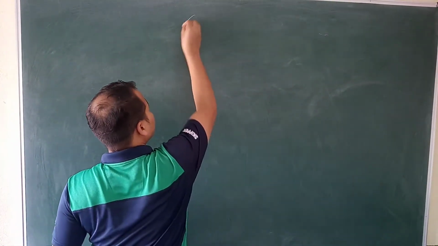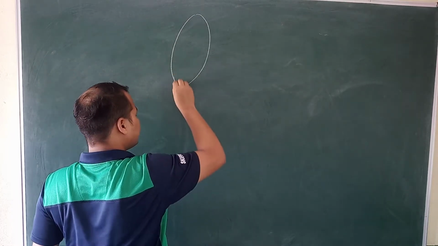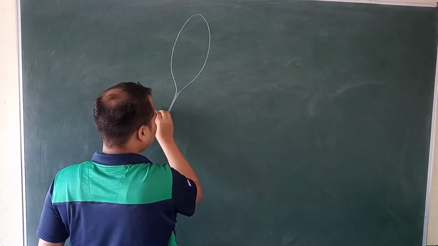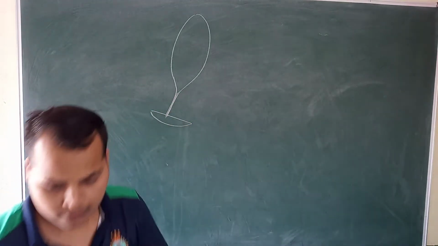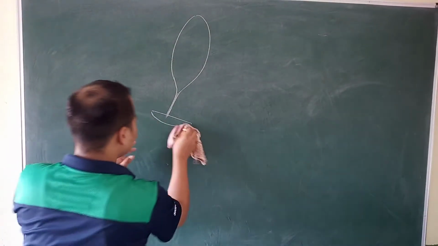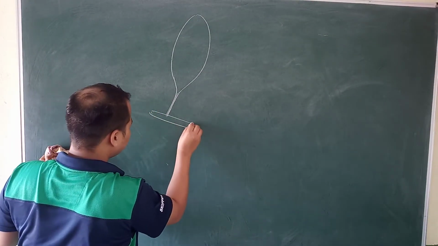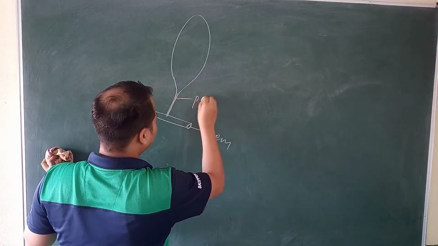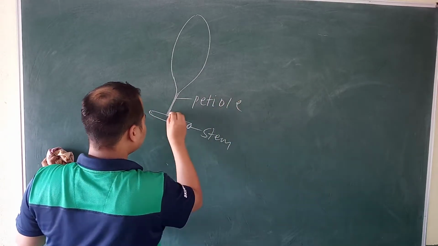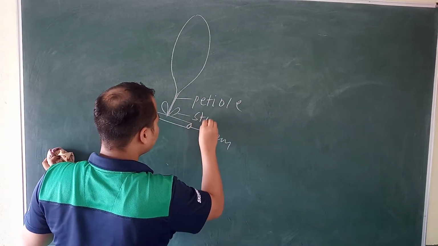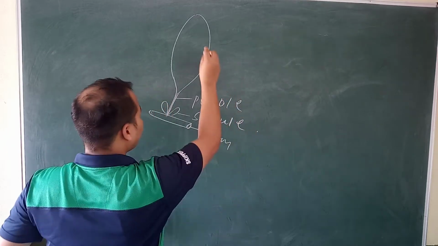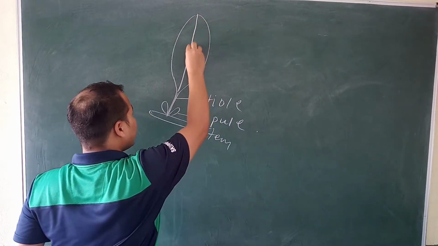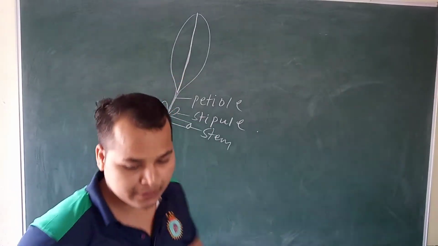So see, this is the structure of leaves. This is the stem, and this is the petiole, and this is the stipule. Then a thick line is going in the middle of the leaf.